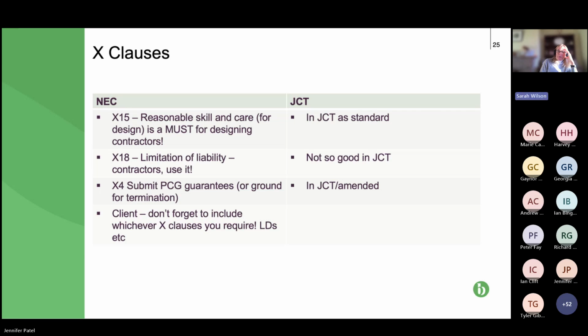And in terms of the JCT, the X15 reasonable skill and care is included in JCT as a standard where there is a design liability, which is where it's required. The limitation of liability in JCT generally is not as extensive as the limitation of liability at X18. X18 limits liability in several respects.